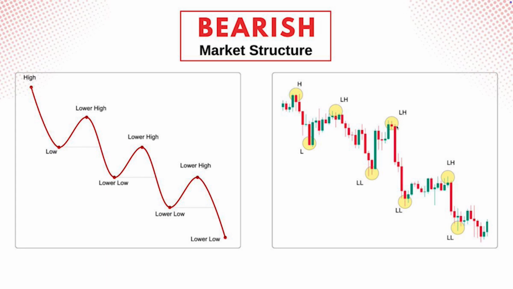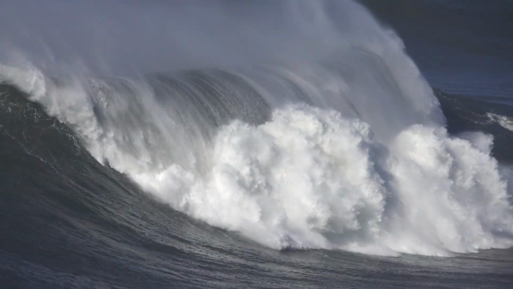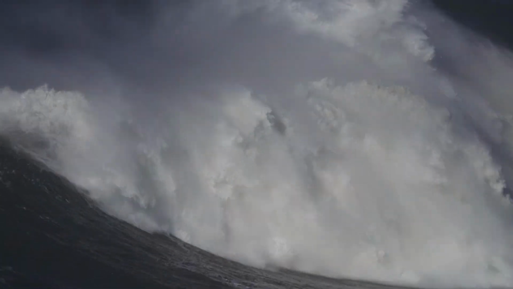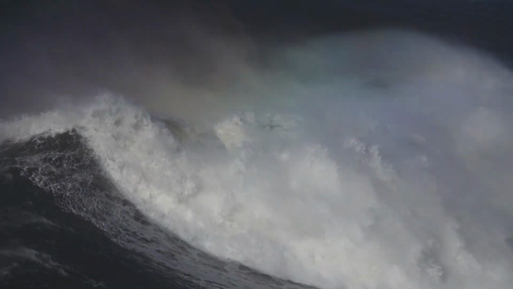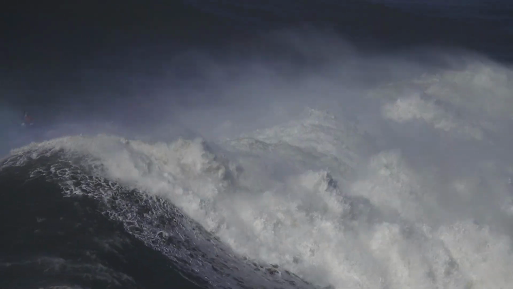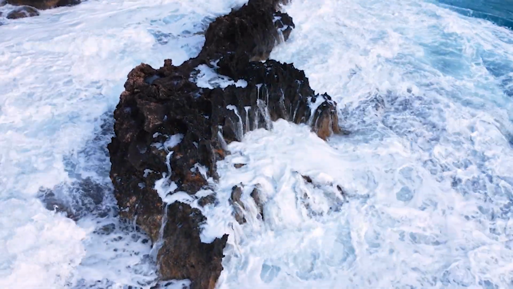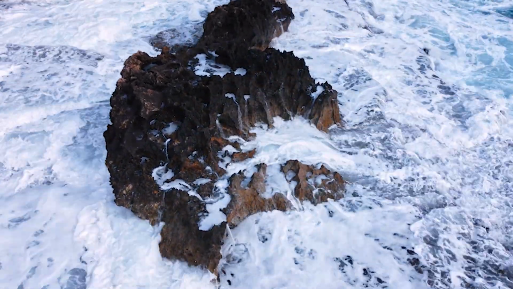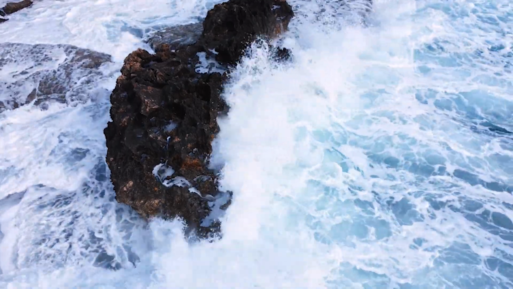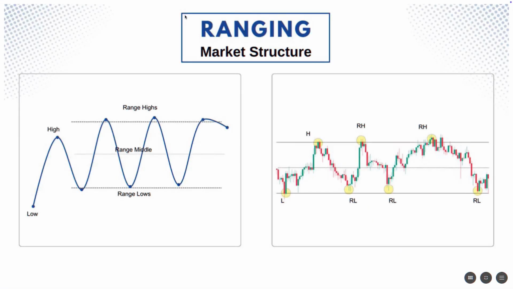Okay, so let's talk about the third market structure. And this one is the most dangerous one. This is like that hurricane in the ocean, right? If you're from New Orleans, you know what I'm talking about. But if you're from around the world, you can think of it like a tsunami, a bad storm, whatever. Something that is disrupting the path within the ocean. And that's when we're going to talk about the ranging market structure.